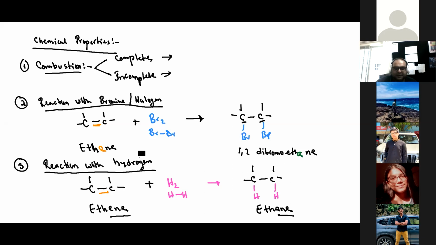Another thing I missed out. For this reaction to happen, we have some special conditions. What are the conditions? Temperature has to be maintained at 60 degrees centigrade, and you have to give it a nickel catalyst. Okay?